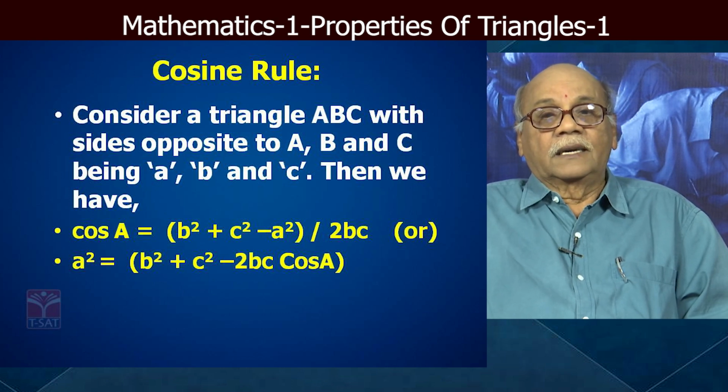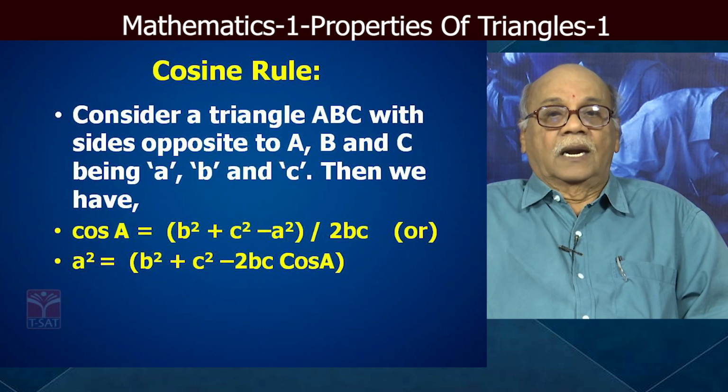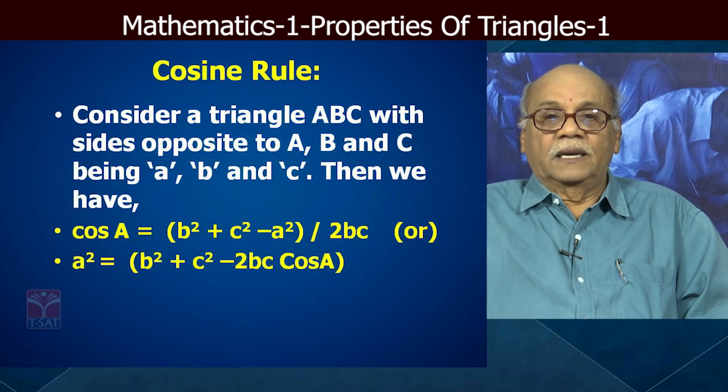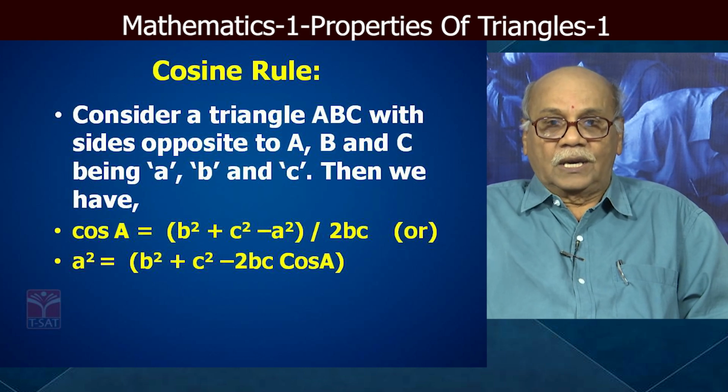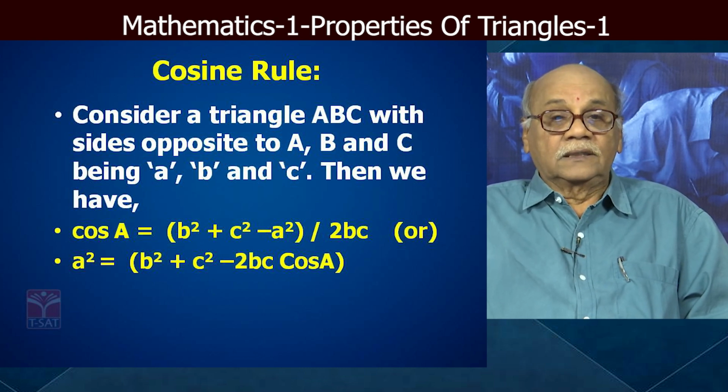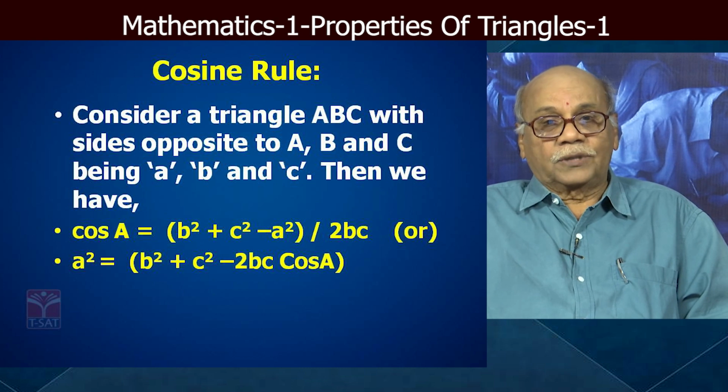That means in triangle ABC, a square, that means side square, is equal to b square plus c square minus 2bc cos A. And similarly, b square is equal to c square plus a square minus 2ca cos B, and c square is equal to a square plus b square minus 2ab cos C. See, these two are called the sine rule and the cosine rule.